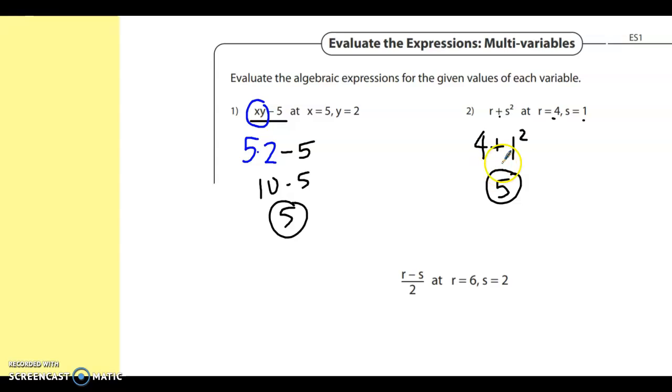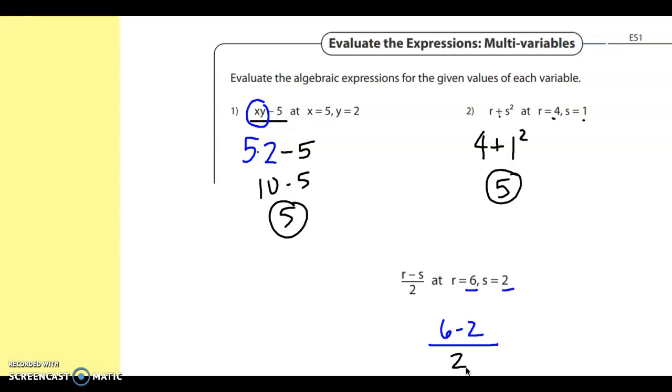The very last one here, we have r minus s divided by 2. So even though it looks like a fraction, remember guys, fractions are the division operation. So r minus s is on top, and I'm going to go ahead and replace those with the values of 6 for r and 2 for s. So I'm going to substitute those in. Remember the action of replacing those variables with numbers. And it is divisible by 2. So this bottom part stays exactly the same. So 6 minus 2 divided by 2.